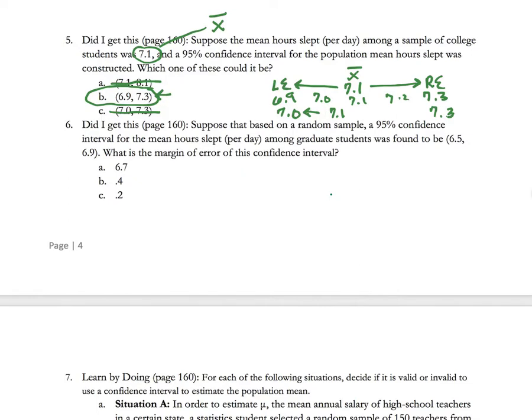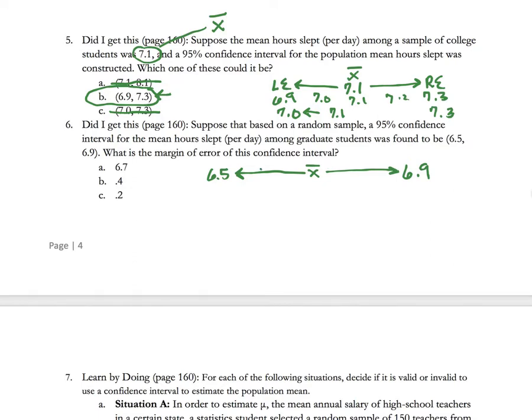Number 6. Suppose that based on a random sample, a 95% confidence interval for the mean hours slept per day among graduate students was found to be 6.5 to 6.9. What is the margin of error? Okay, so this is about means. We know that our sample mean would be in the center. Off to the right, our right-hand endpoint is 6.9. Back to the left, our left-hand endpoint is 6.5.